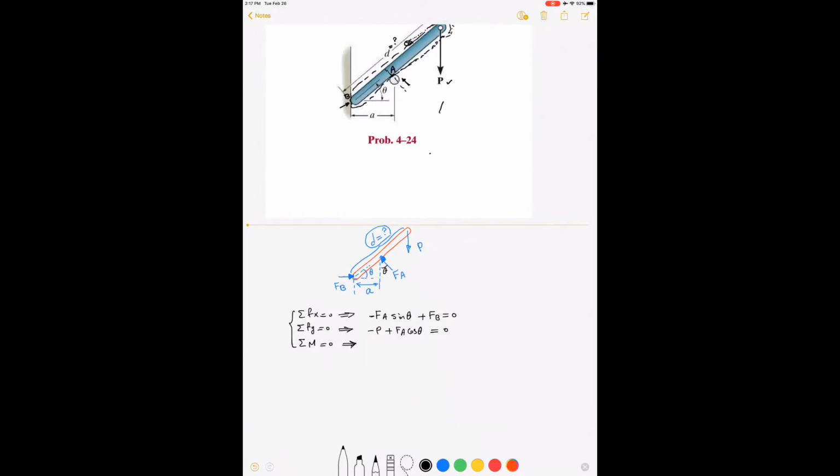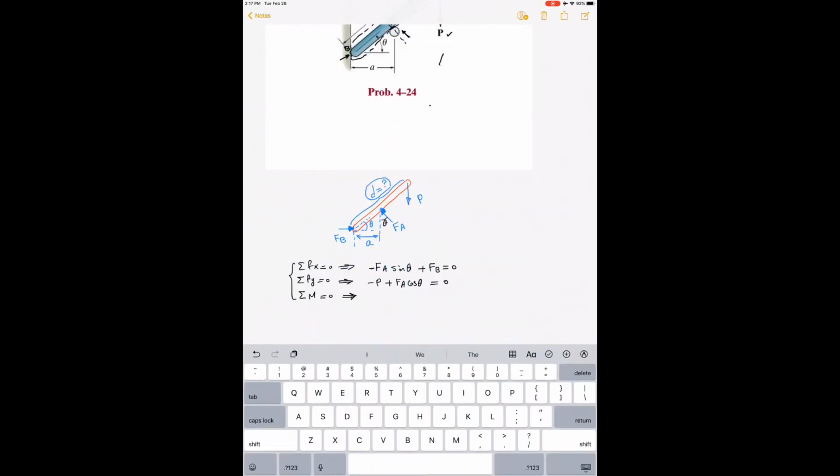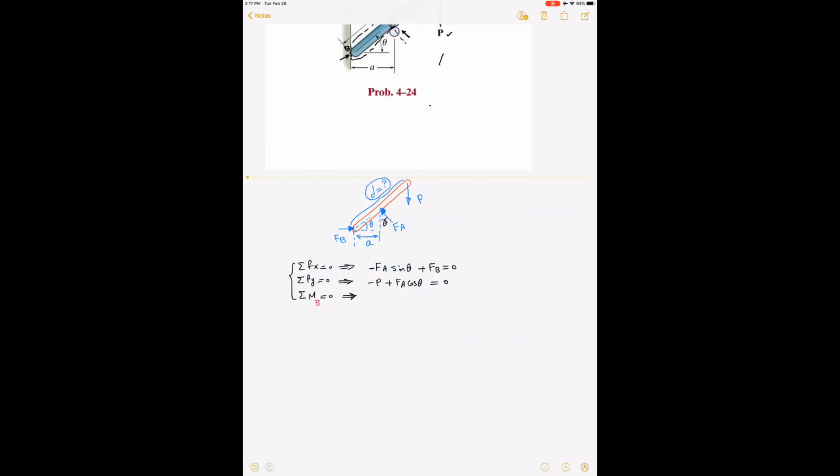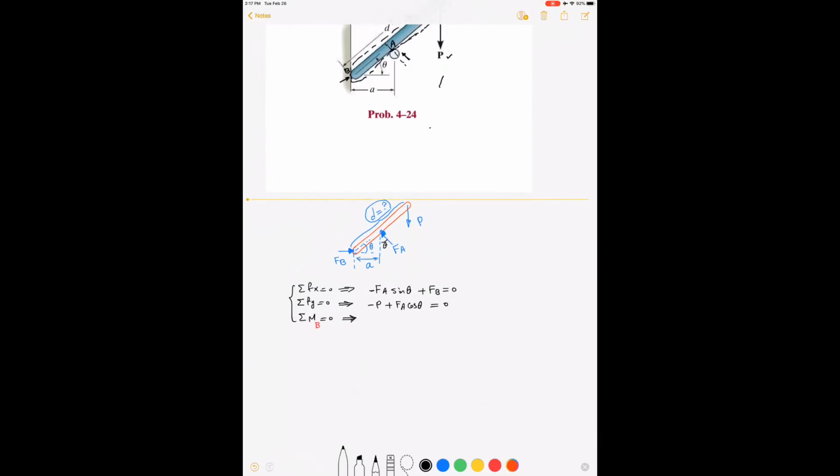I choose point B, and then I go ahead and write, so I say this moment, let's use another color, with respect to point B is equal to 0, right? And then I go ahead and write the equation. So the first thing, the moment coming from this FA is already orthogonal to the surface, right?